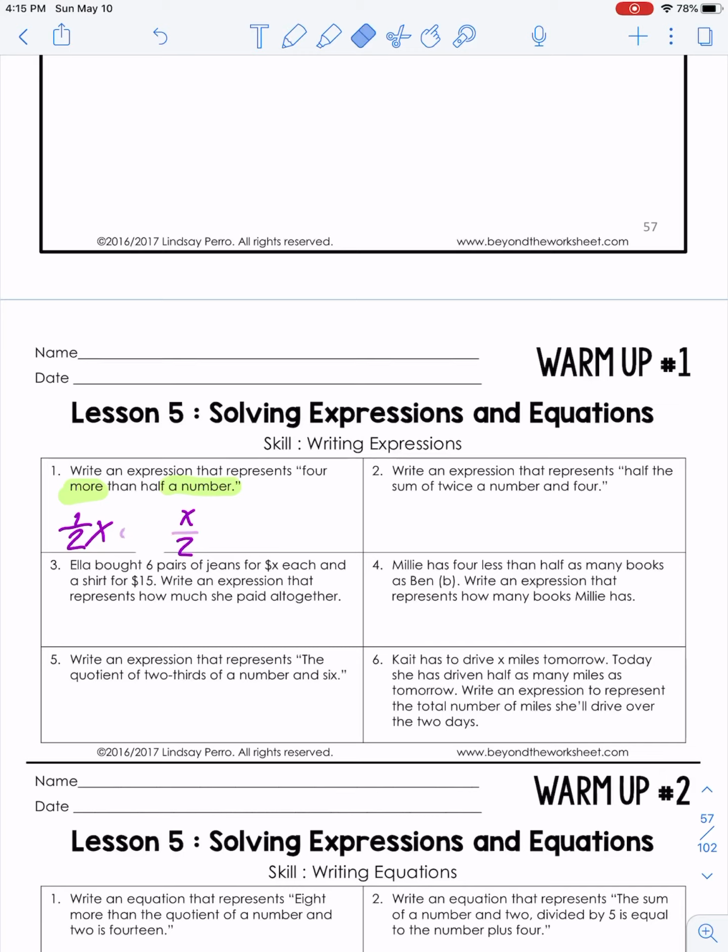So we're going to stick with 1/2 x right now. Then that 4 more means that we have to add 4. So our expression would be 1/2 x plus 4.